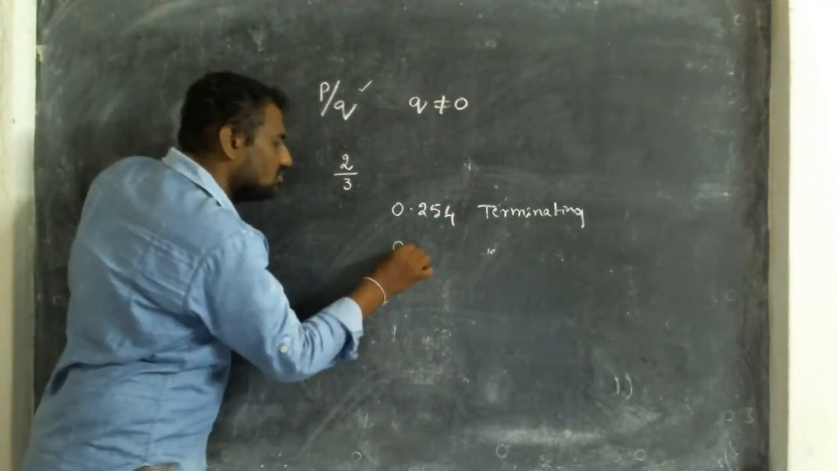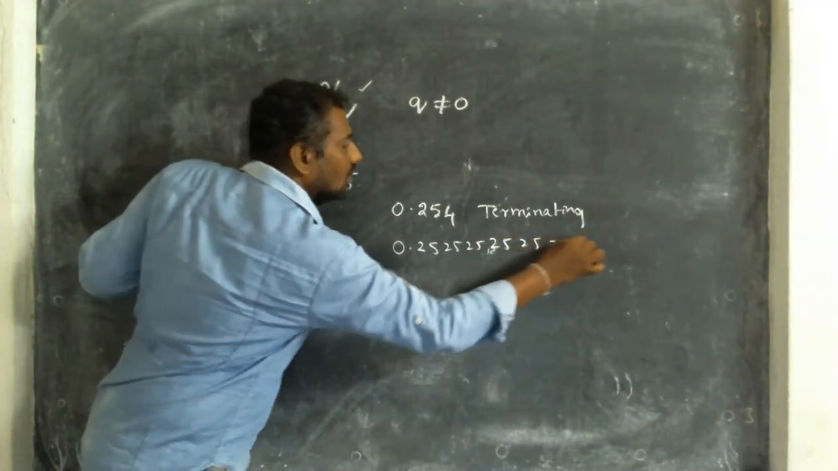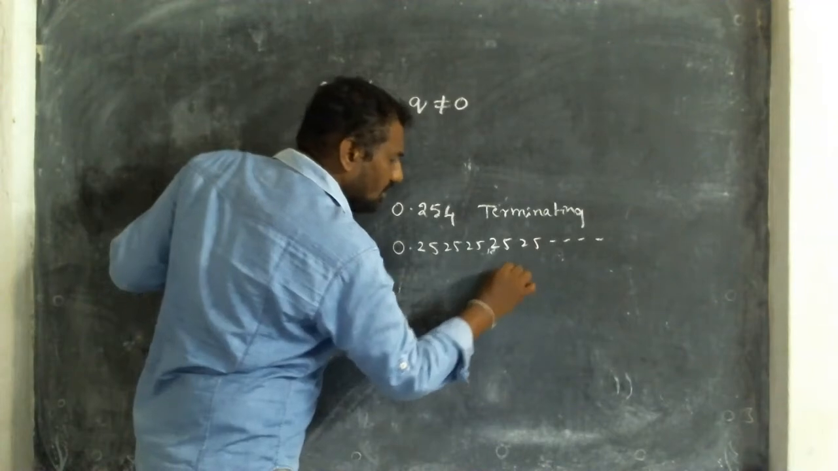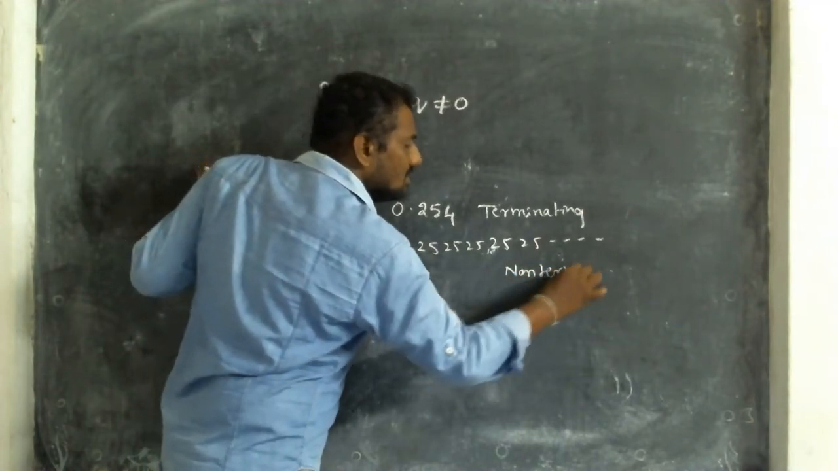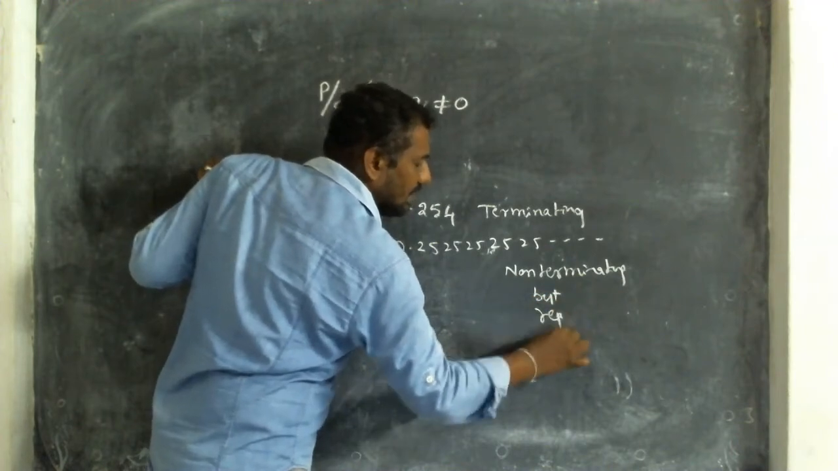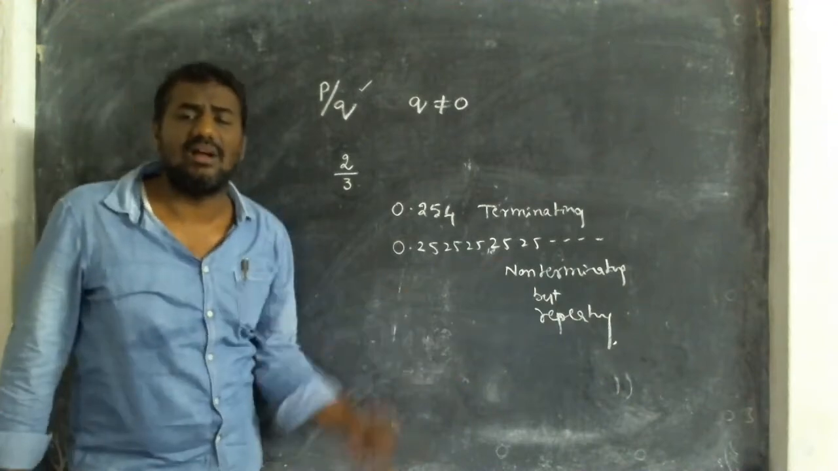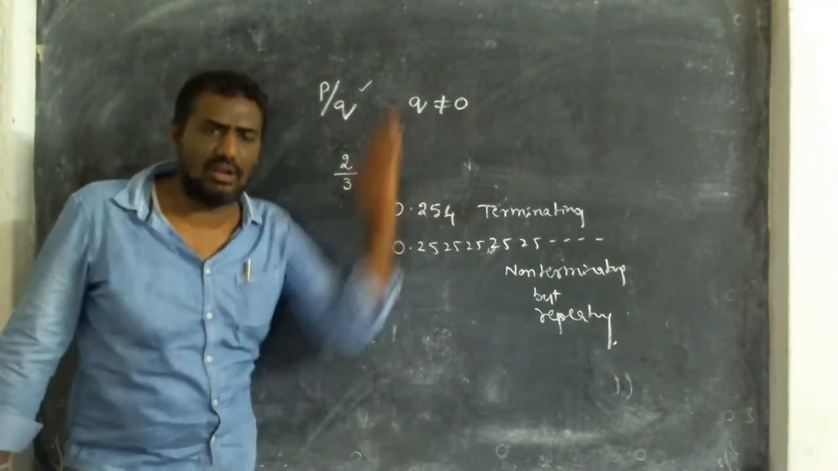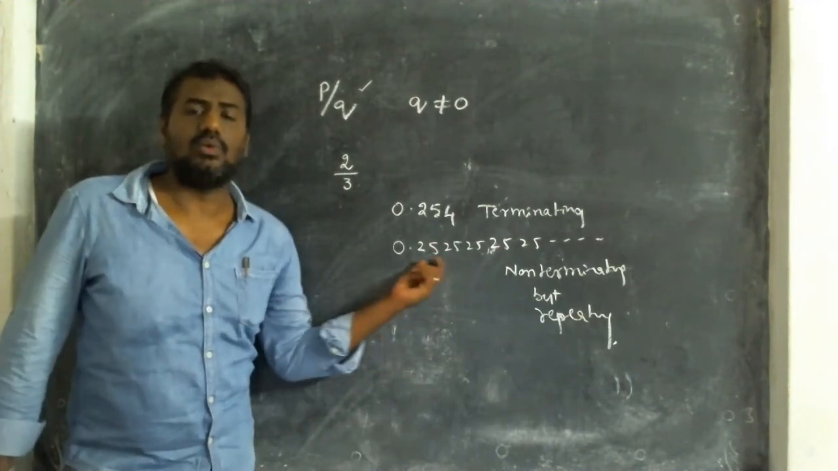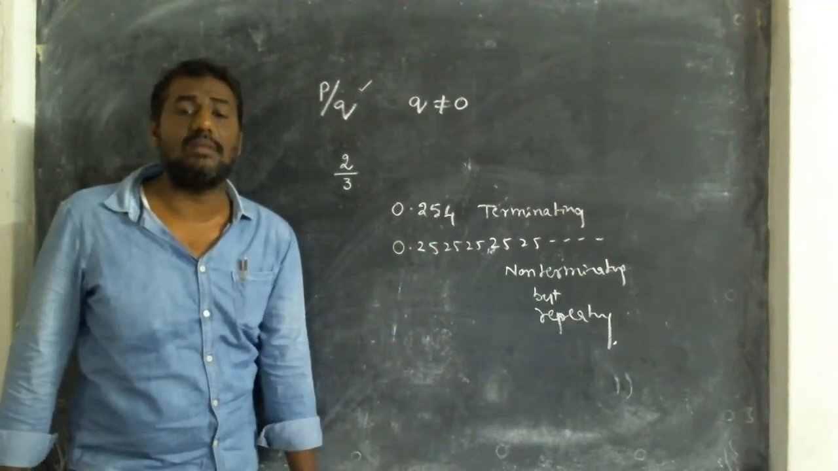Suppose you are getting 0.25252525, like that, you are always getting 252525. This is called non-terminating but repeating. Non-terminating means non-stopping, it goes on 25, 25, 25, 25. But it is called repeating because the same numbers are repeated. That's why it is called non-terminating but repeating.